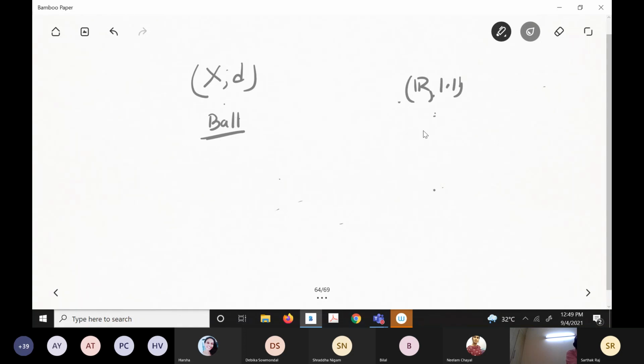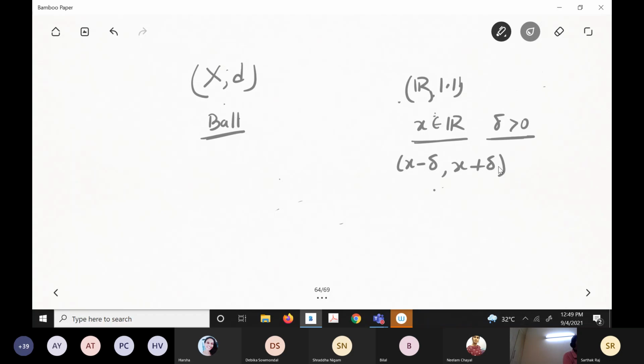Now look here. Suppose x is any point in R and delta is a number greater than 0. Here you are considering delta as a number and x as a point. Then what does x minus delta, x plus delta mean? It is just the open interval centered at x with distance delta on both sides. That means I can write it as the set of y belonging to R such that the distance between y and x is less than delta.